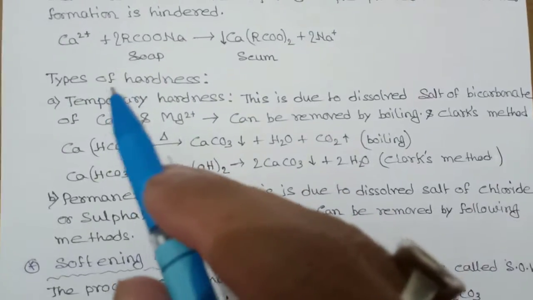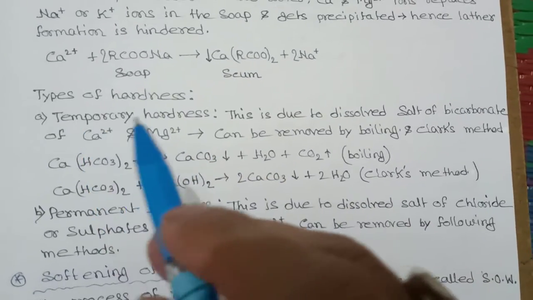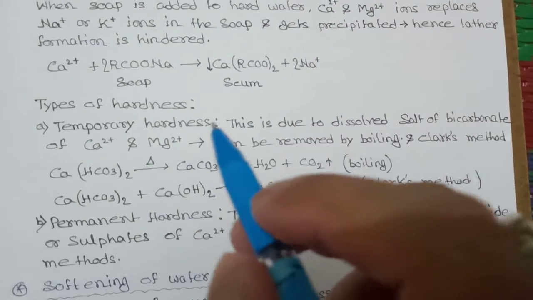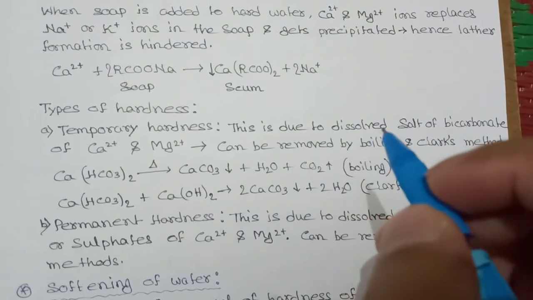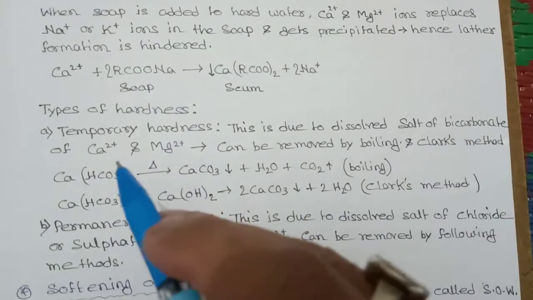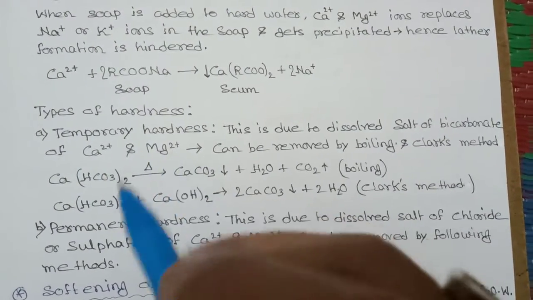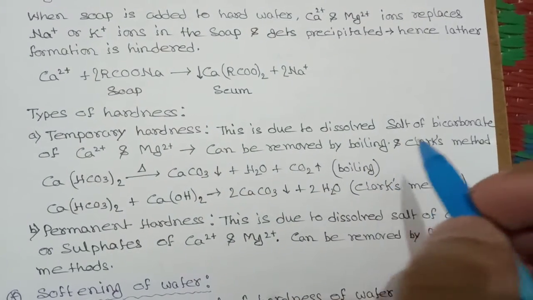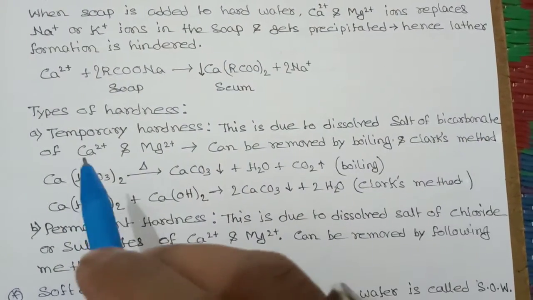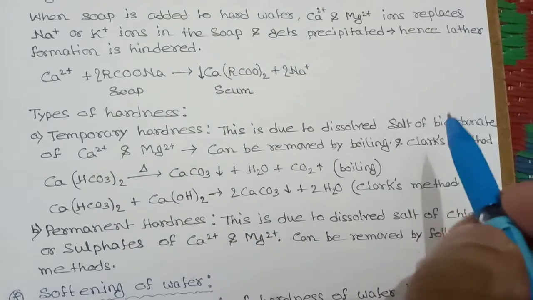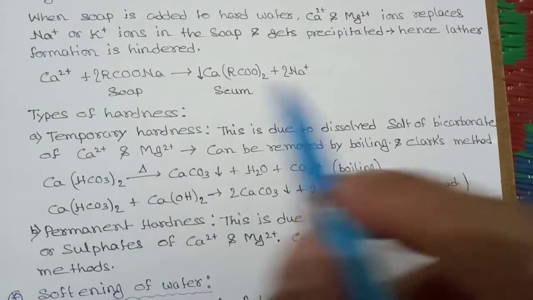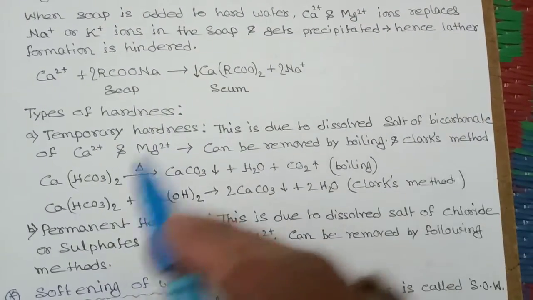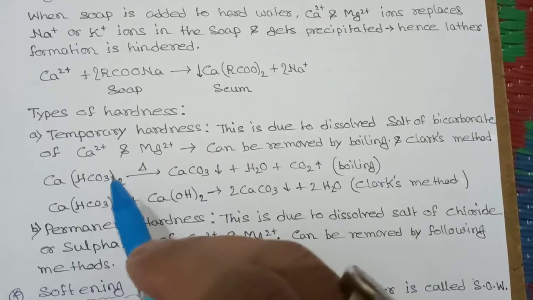There are two types of hardness. The first one is temporary hardness and the second one is permanent hardness. Temporary hardness is due to the dissolved bicarbonate salts of calcium 2+ and magnesium 2+. This temporary hardness can be removed by either boiling or the Clark method. See, this is the cation and this is the anion. Actually, this complex is responsible for temporary hardness.